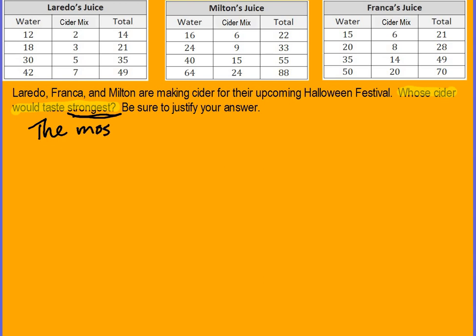So the most cidery taste. We'll just go ahead and pretend that that is a word. So in order for it to have the most cider-like taste, it's going to have more cider than the others compared to maybe the same amount of water.